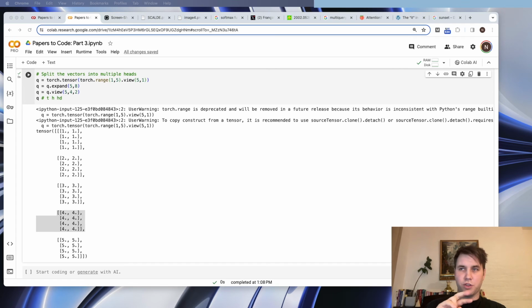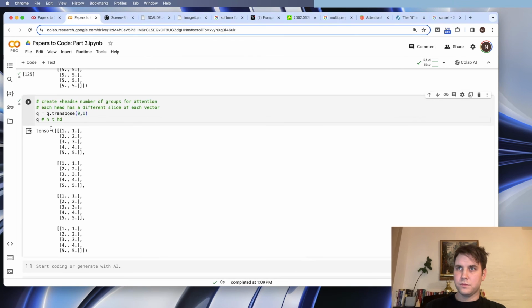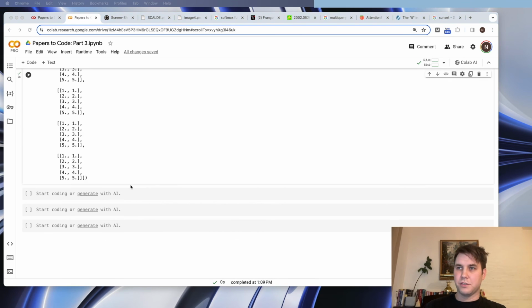But now we're going to do the transpose. So we're going to make heads number of groups for attention. So we're going to make 4 groups for attention. And each head is going to have this little 2-dimensional slice of each of these vectors. So this is going to be four heads of 5 by 2. So each of these heads now has a different section of the original token, and each head has all of the tokens. And we're going to create our key tensor that's going to look pretty similar.